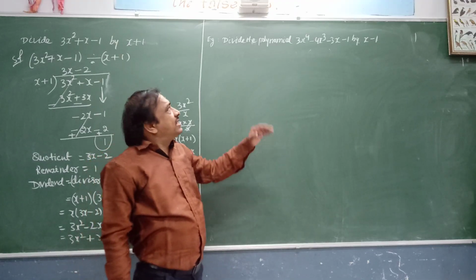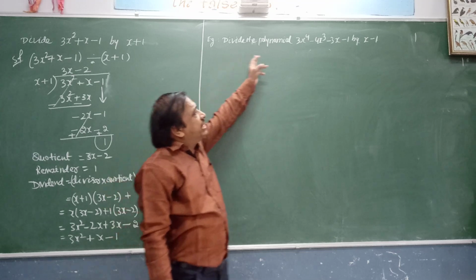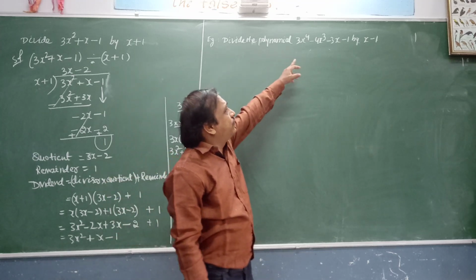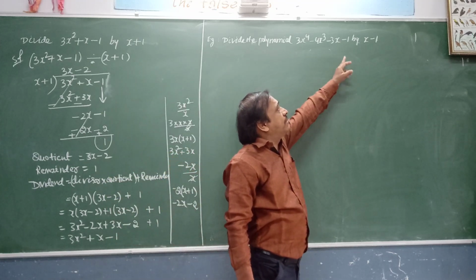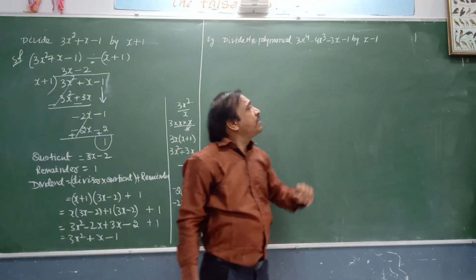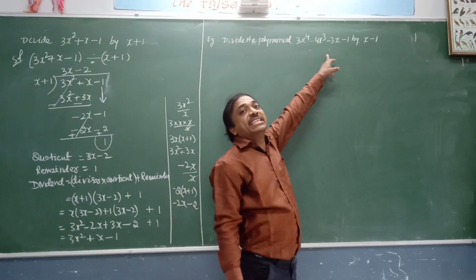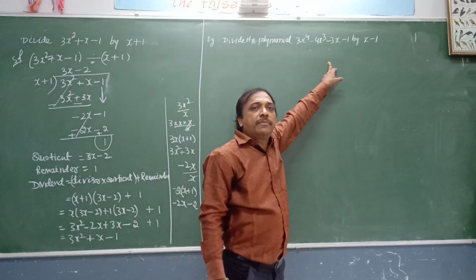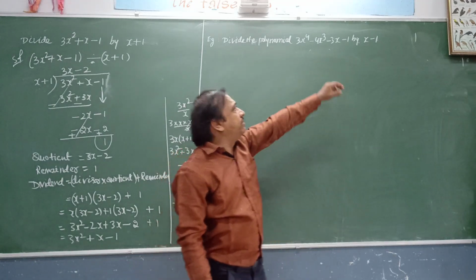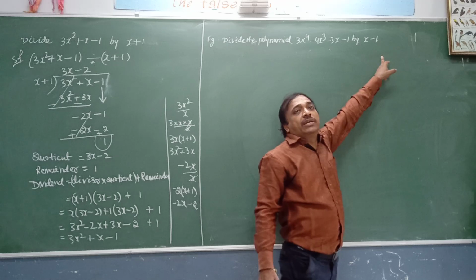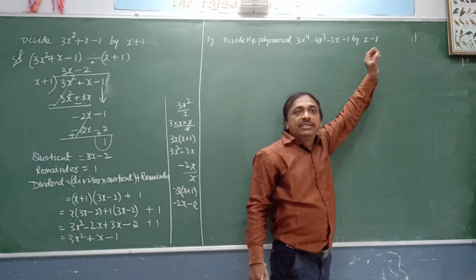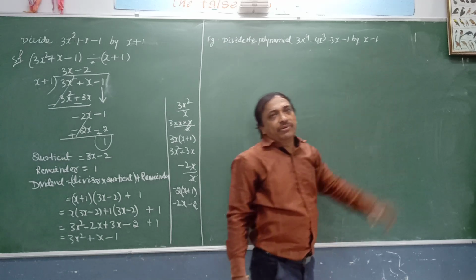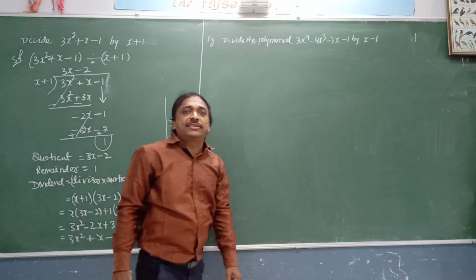Now we see one more example. Divide the polynomial 3x to the power 4 minus 4x cube minus 3x minus 1 by x minus 1. What type of polynomial is this? What is the degree of this polynomial? Degree is 4, so it is a biquadratic polynomial. And x minus 1, what type of polynomial is this? That is a linear polynomial. What is its degree? Yes, it is 1.